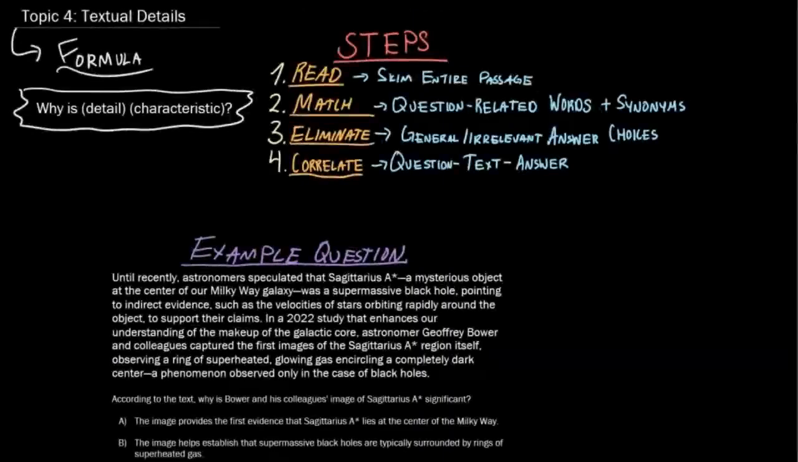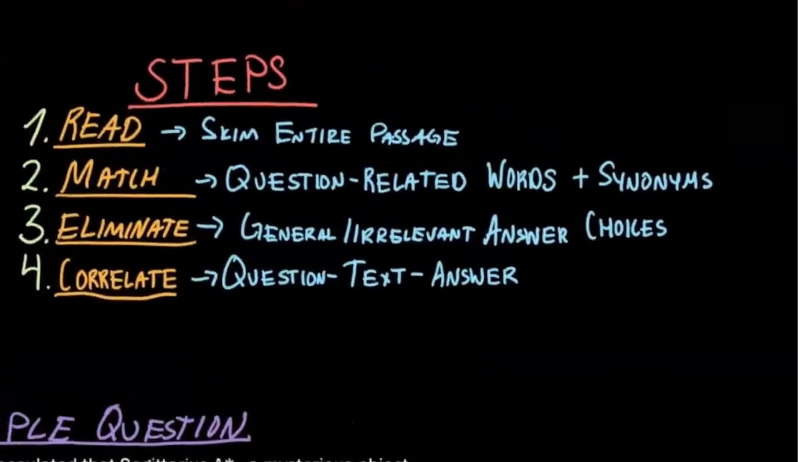Topic 4, textual details, is likely one of the hardest parts of the SAT. And part of this is because the College Board does not give us a specific question type. We have to figure out a formula, and I've got that right here. So why is some detail some characteristic? And that seems pretty vague. We're going to get into it a little bit more in a second. But we got this first.